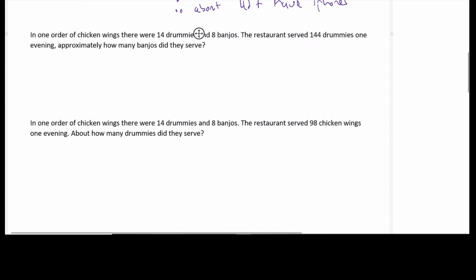Okay. Next one. In one order of chicken wings, there were 14 drummies and 8 banjos. So these are the names of the different types of chicken wings that actually my wife's family uses. So you've got the one with the single bone in it and sort of the round clump of meat on it, the drumstick, the drummy. The other ones with the 2 bones in it, some people call them flats. My wife's family always called them banjos, so I use banjos in this problem.